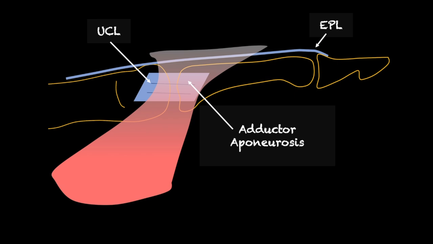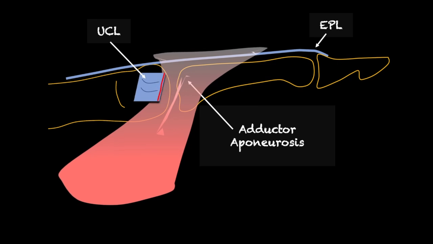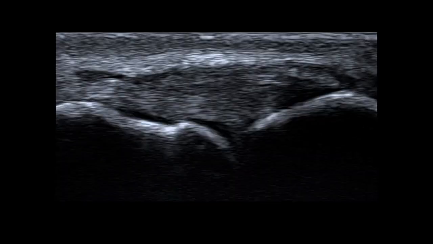Now, a Stener lesion occurs when the adductor aponeurosis becomes interposed between the torn and retracted distal end of the UCL and its site of attachment at the base of the proximal phalanx. In other words, the UCL cannot scar down and get back to where it needs to be because the adductor aponeurosis is in the way. So the key to diagnosing a Stener lesion is to establish the relationship of the UCL and the adductor aponeurosis.